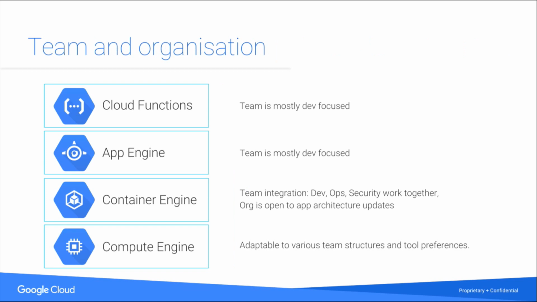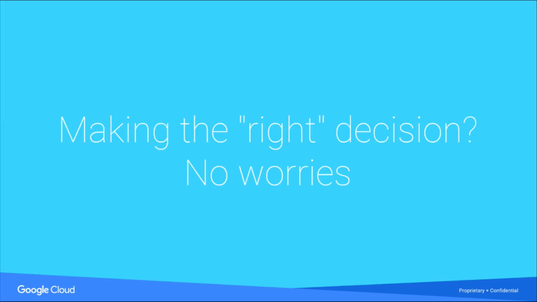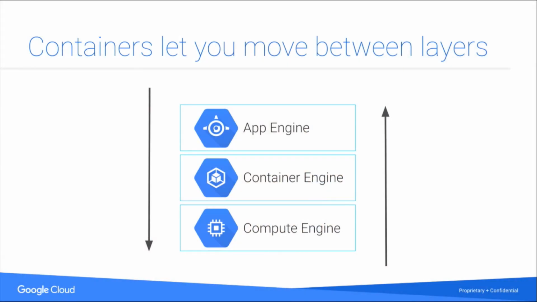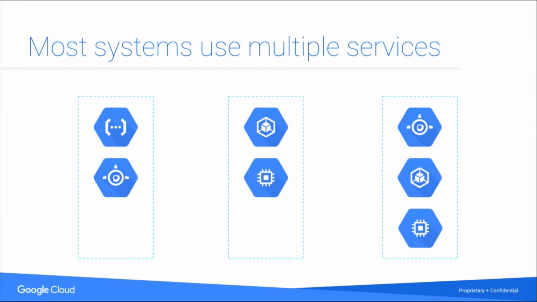From a teams and organizations point of view, Cloud Functions and App Engine are mostly for dev-focused teams, and Container Engine and Compute Engine are basically for IT ops. If you've not made the right decision, that's okay, as I've said earlier, not to worry about it. If you use containers, you can move through all three layers: App Engine, Container Engine, and Compute Engine. If you run something in App Engine, you can create a Docker image of it, host it on Container Engine, and then also on Compute Engine. It's very easy to move from top to bottom, but slightly difficult to move from bottom to top.